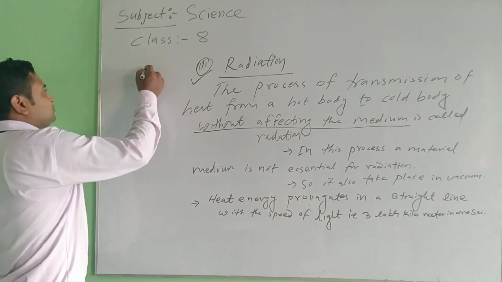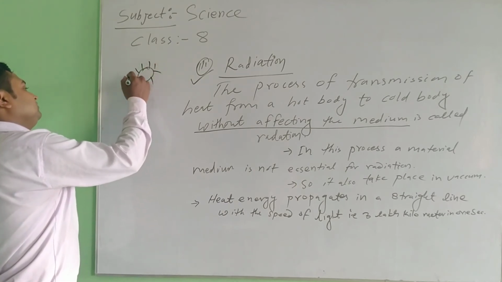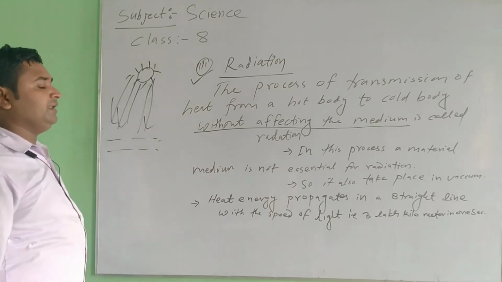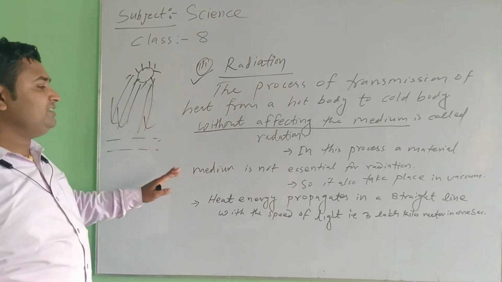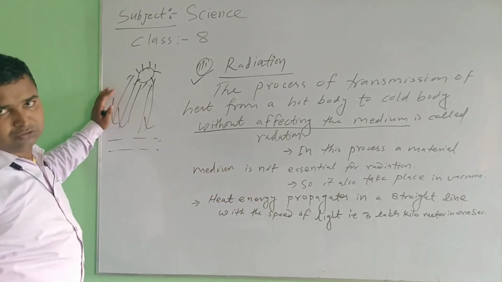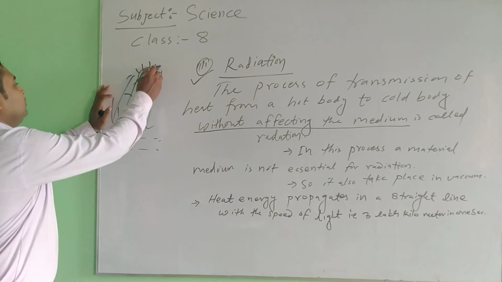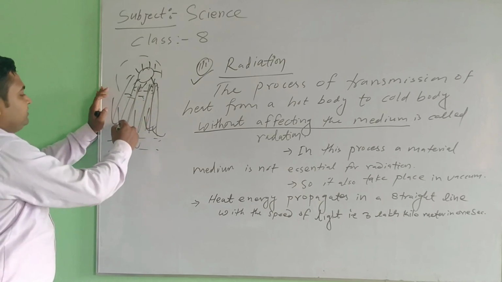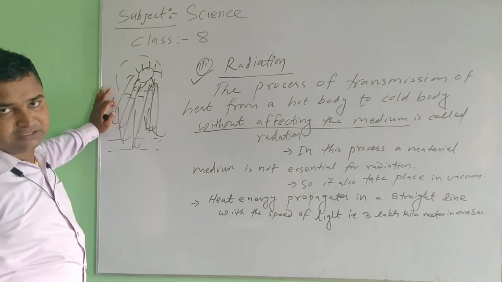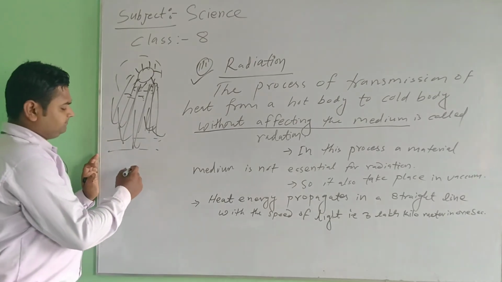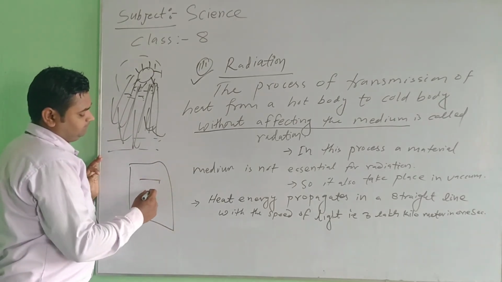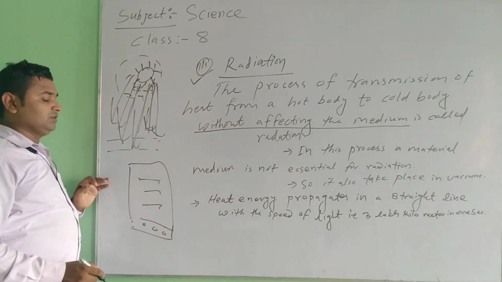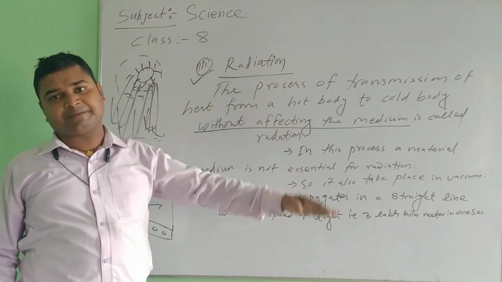Just take the example of the sun. The rays of light from the sun do not need any medium. So it can also take place in a vacuum, where in space there is no presence of air. Although there is no air, the heat energy is still transferred. We have also seen a heater, where radiation processes take place.